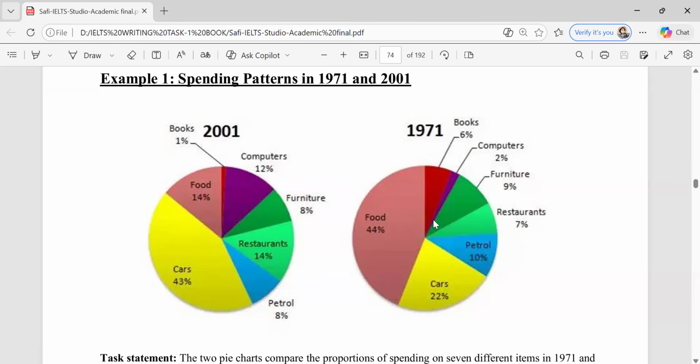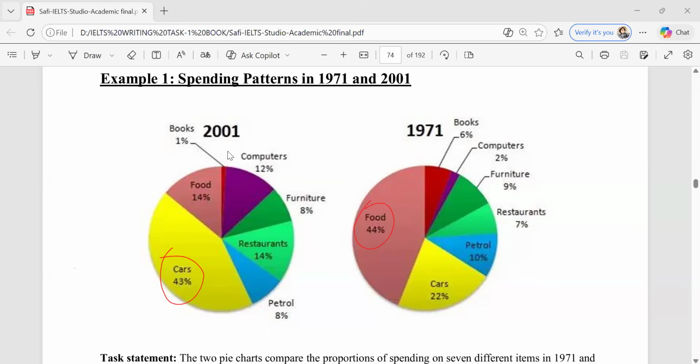what is the highest category in 1971? Food is the highest one, 44%. And the highest category in 2001 is cars, 43%, right? Yes, sir. Sorry, can you hear me? Yes, sir. Okay. Now this is food, and for the second one, it's for the cars.